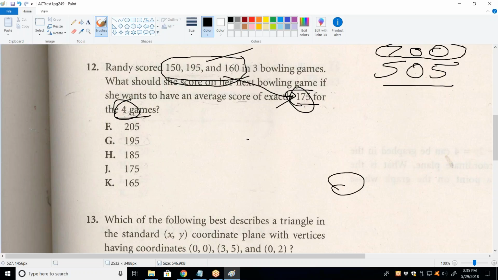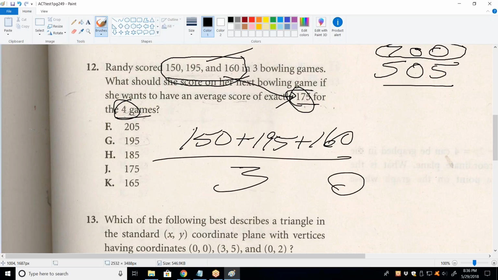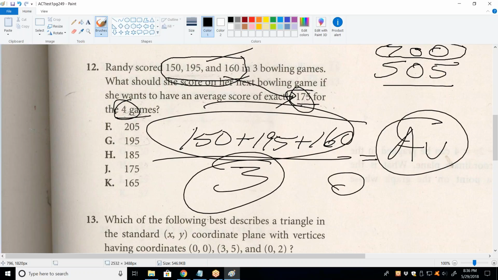In other words, if I wanted an average for these first 3 games, I would do 150 plus 195 plus 160 divided by 3. That would be my average. Well, notice that if I take 3 times the average, I get my total. So that's why I'm going to take 4 times the average, 175, to know that I must have 700 total points of score.